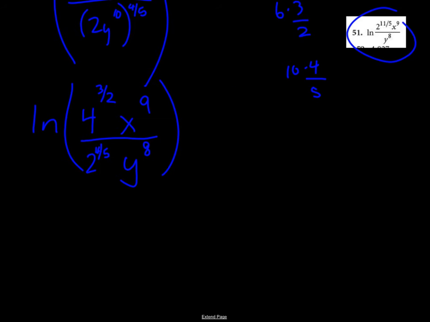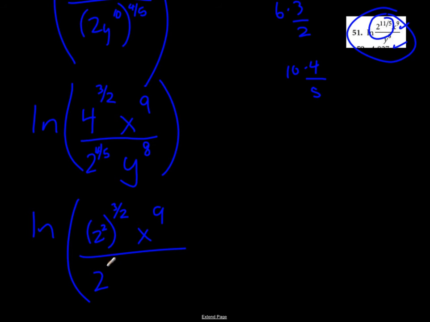If you'll notice, this is the answer that they have in the back. So I have the x to the 9 and the y to the 8, got those two. But they only have a 2 there, as opposed to I have a 4 and a 2. Well, maybe what I can do, I know that if I'm dividing common bases, I can subtract their exponents. These aren't common bases, but that 4, I can make it a common base. So let's do that. So it'll be ln of, instead of 4, that's 2 squared to the 3/2. Okay? And then I've got x to the 9 all over 2 to the 4/5 and y to the 8.